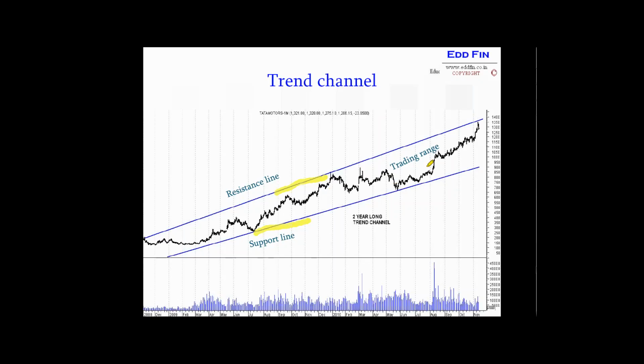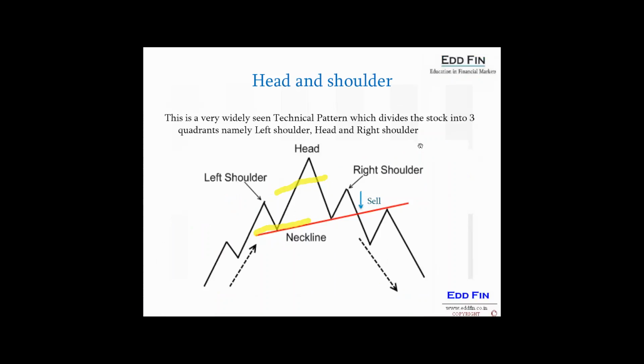So this is known as a resistance trend line. Now, head and shoulder pattern. A head and shoulder pattern is a pattern which is formed on the stock. As you can see, a head and shoulder pattern consists of three different parts, which are the left shoulder, head, and the right shoulder.